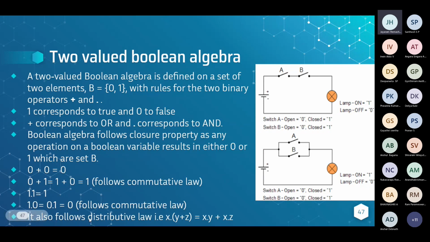So it also follows the distributive property. We can say x into y plus z. When we have an AND gate with one input as x and the other input as y plus z, what is y plus z? Y and z are put into an OR gate, and then the output is put into one input of the AND gate with another input as x.